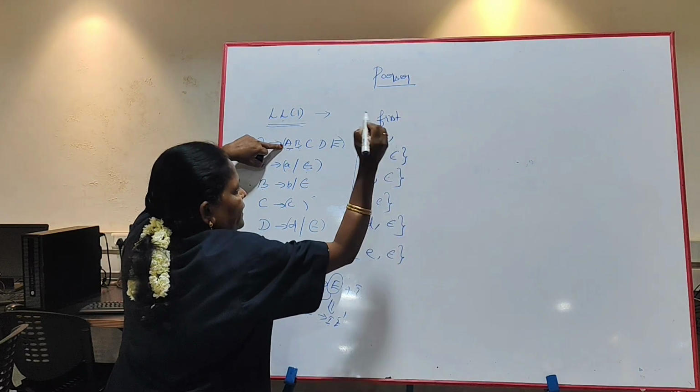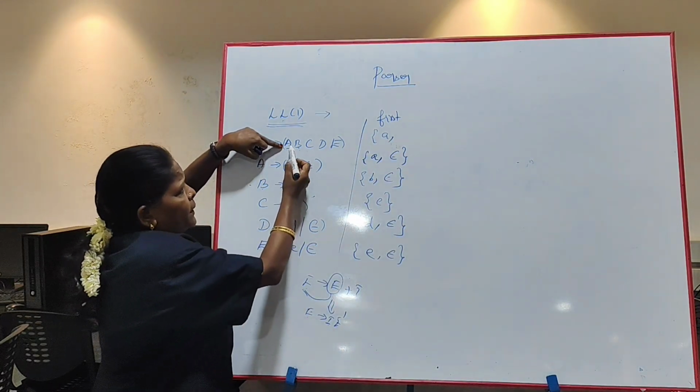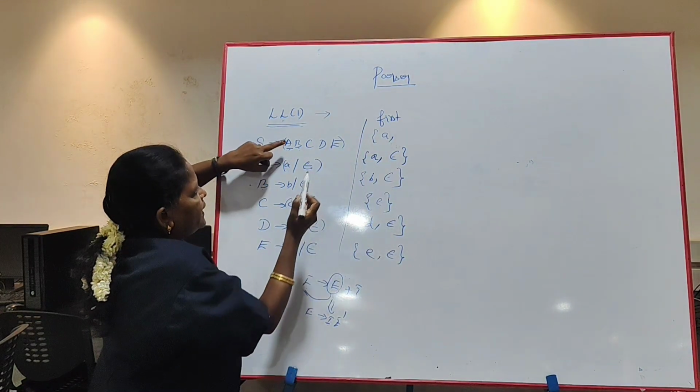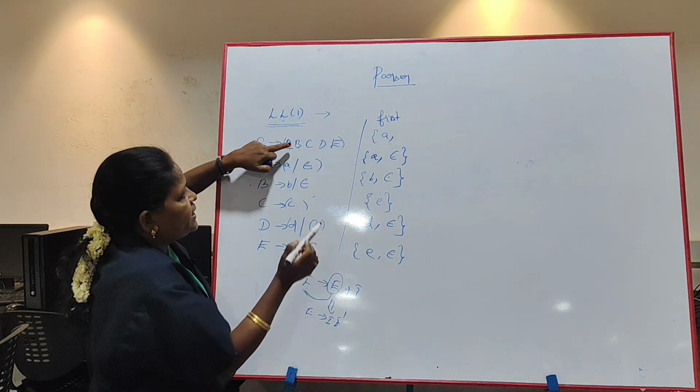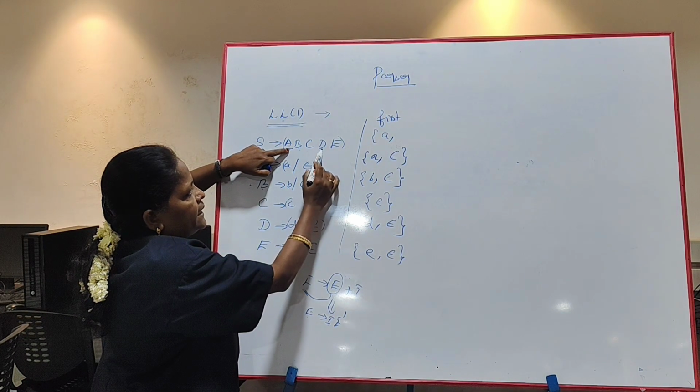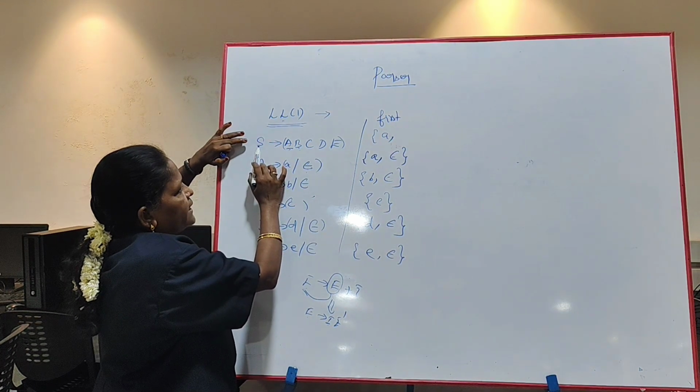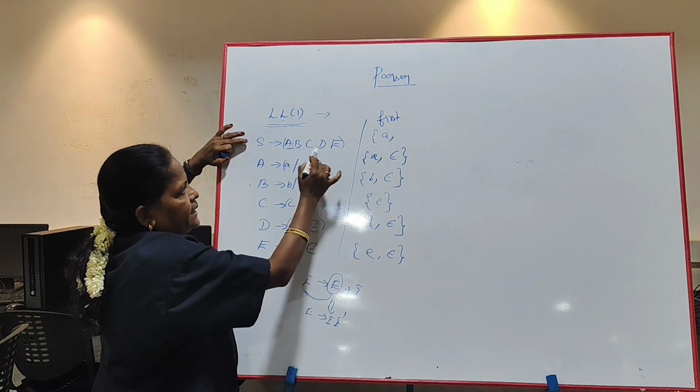So you should write A. Then in place of A, we can substitute epsilon. Now A will get vanished. The rest of the symbol will be B, C, D, E. First of S equal to first of B, C, D, E.